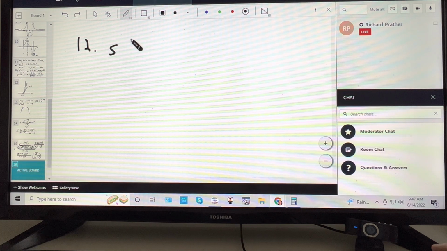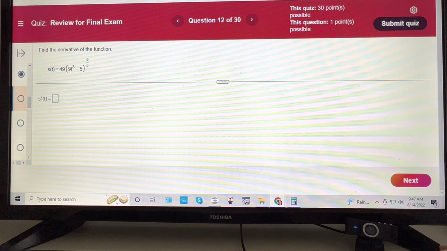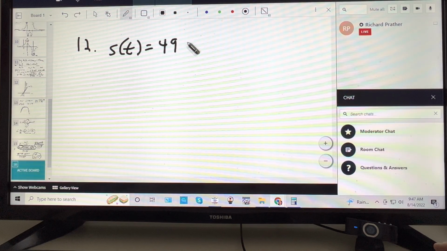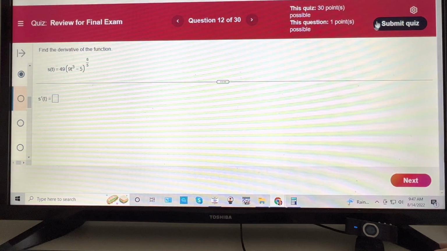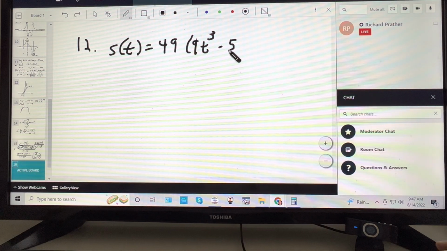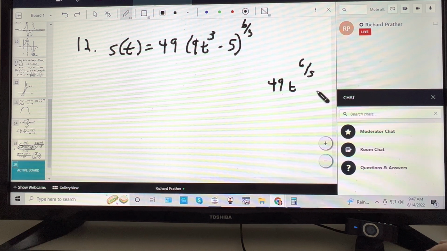S of t is 49 times 9t cubed minus 5 to the 6/5 power. So if you just had 49t to the 6/5 power, that's what it looks like if you zoomed way out. If you backed way up and you couldn't see the inside stuff clearly, if this was just kind of blurry, it would be 49 times something to the 6/5 power.